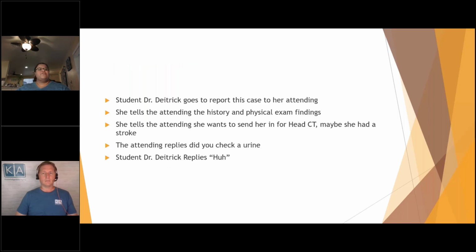So medical students, when they see a case, they need to go back to their attending to present the case to make sure they're on the right track. She tells the attending the history and the physical exam, and student Dr. Dietrich says, oh my goodness, I want to send her for a head CT. Maybe she had a stroke. She's not talking her normal self, and she's a little bit unsteady. And then the attending says, well, what did the urine say? Or did you check a urine? And student Dr. Dietrich replies, huh?